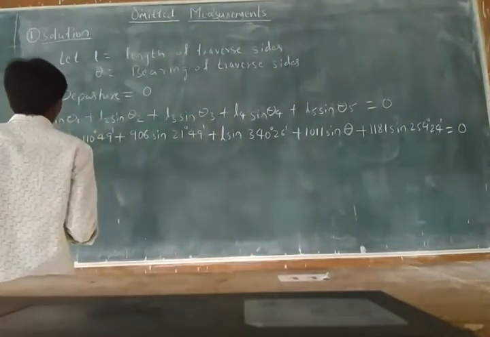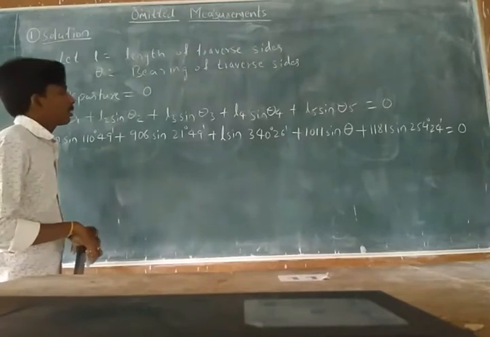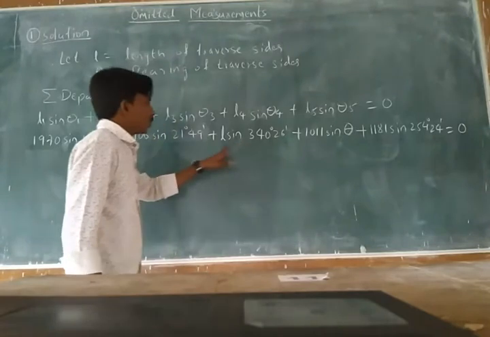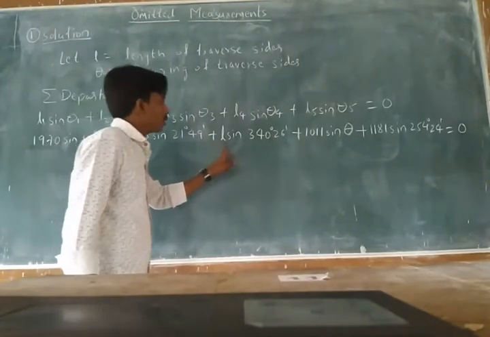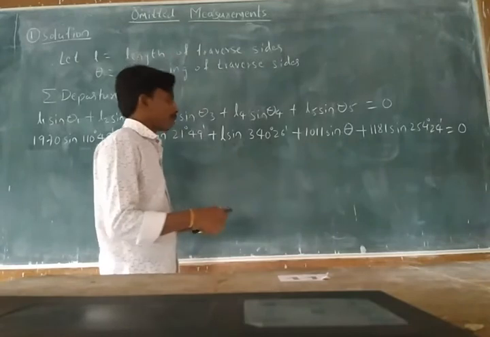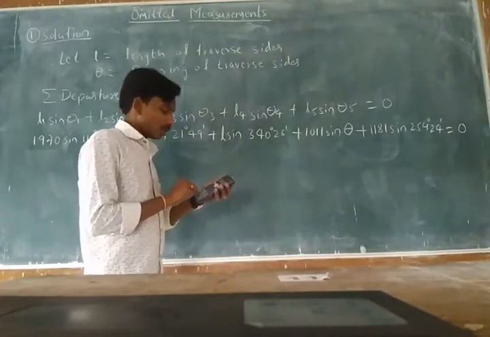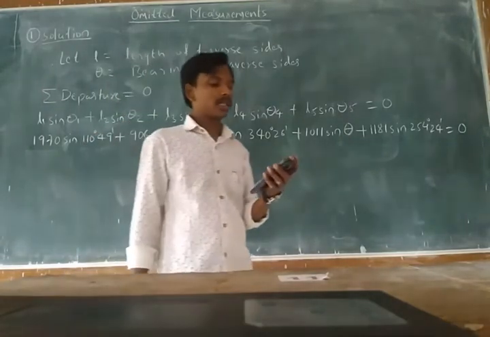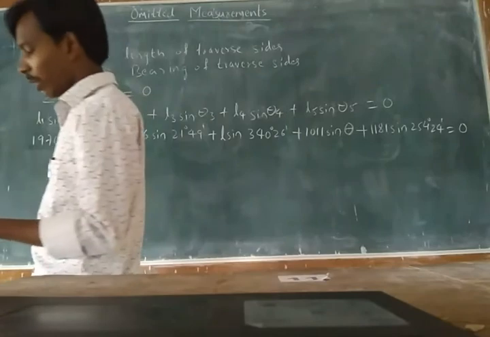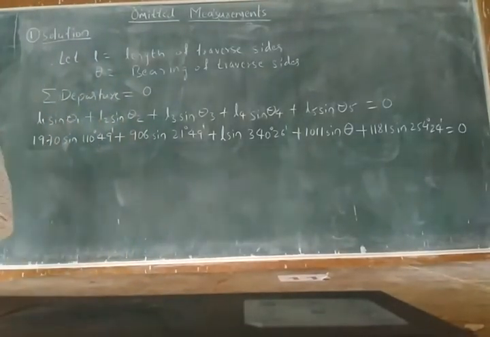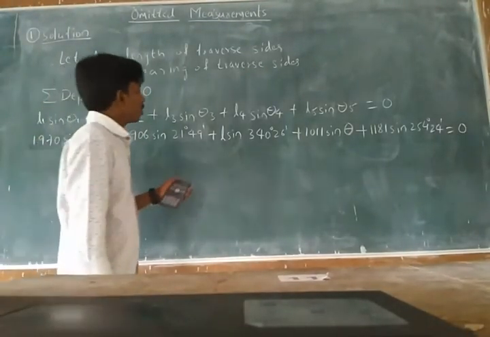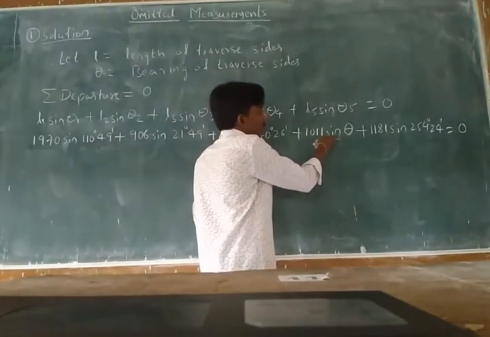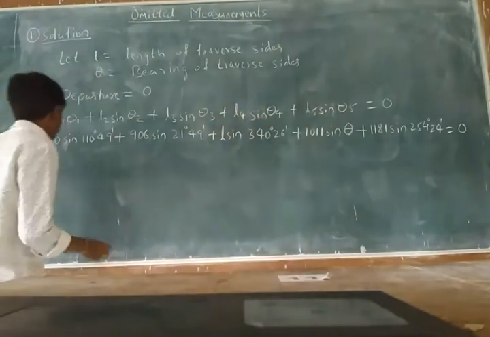Now let's solve. Let's solve first this L sin 340 degrees 26 minutes. We don't know the L, so leave the L. Just type sin 340 degrees 26 minutes, and we are getting the value minus 0.3349. That means minus 0.33. As it is a negative value, let's write it later. But here this will be positive. This can't be solved, so directly write that.